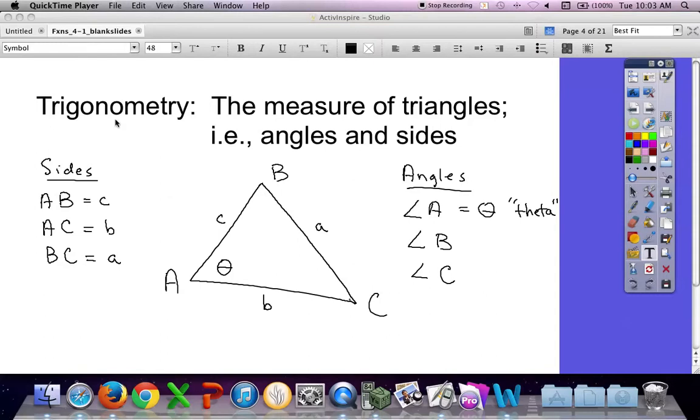Trigonometry, the meaning of it is the measure of triangles, but we know triangles are made up of angles and sides. Today, we're talking about angles.